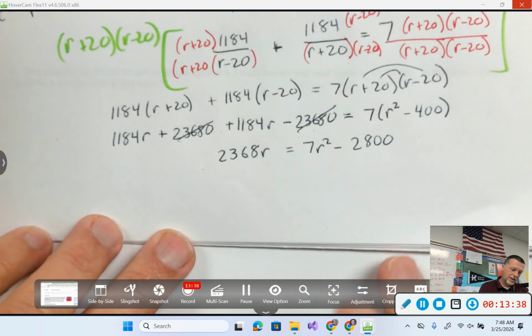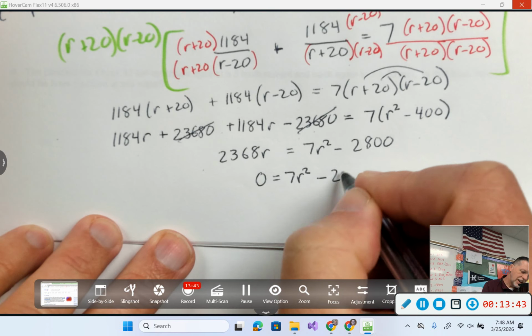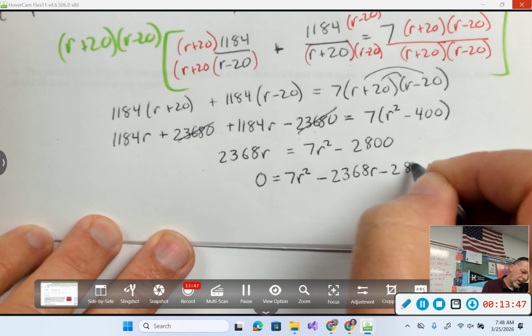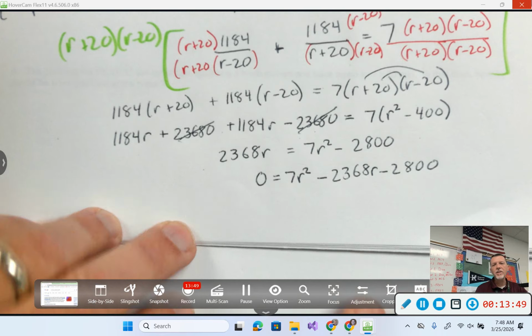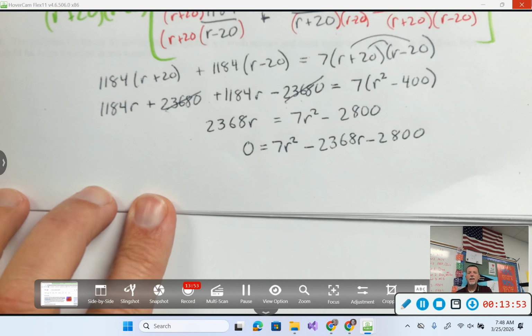It's a quadratic. So let's move everything over. Get it equal to 0. I have no idea if that factors. I don't really want to figure out if it factors.